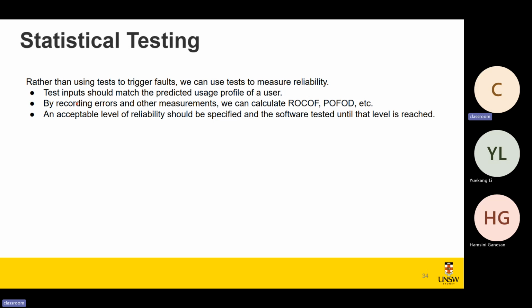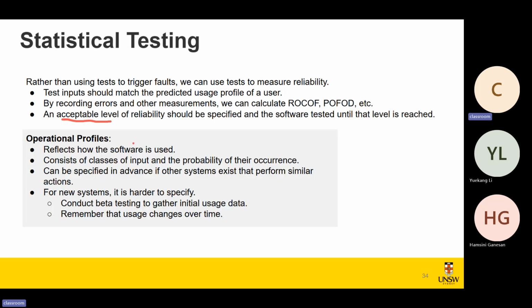And then when we do this testing for reliability, we can record errors and other measurements, for example, the timestamps for errors. Then we can calculate the different metrics. And then we can set an acceptance level of reliability according to these metrics. And once the reliability metrics reach a certain level, we can stop testing. So this is the basic idea here.